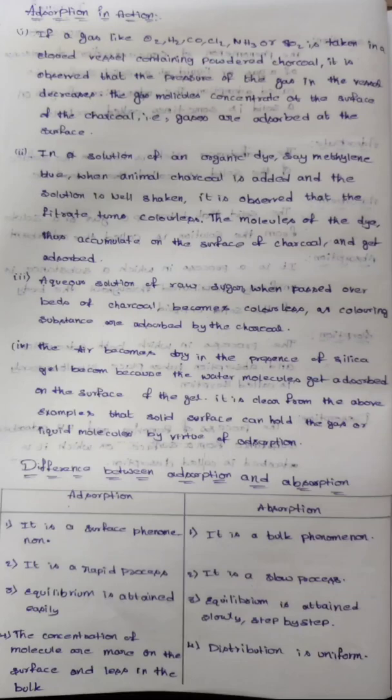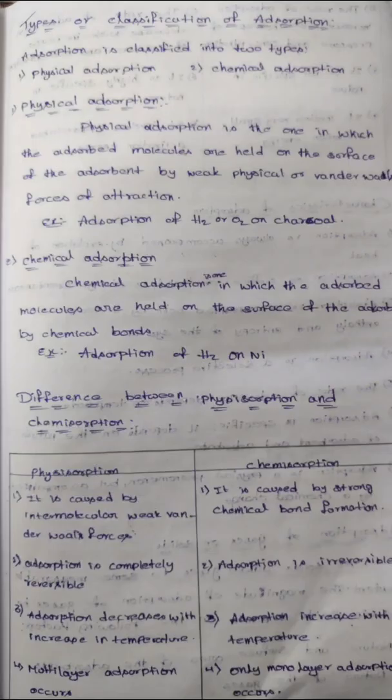Difference between adsorption and absorption. Adsorption is a surface phenomenon. Absorption is a bulk phenomenon. Adsorption is a rapid process. Absorption is a slow process. Adsorption equilibrium is attained quickly. Absorption equilibrium is attained slowly, step by step. In adsorption, the concentration of molecules is more on the surface and less in the bulk. In absorption, the distribution is uniform.